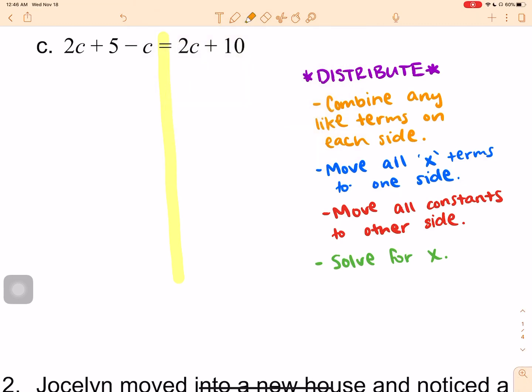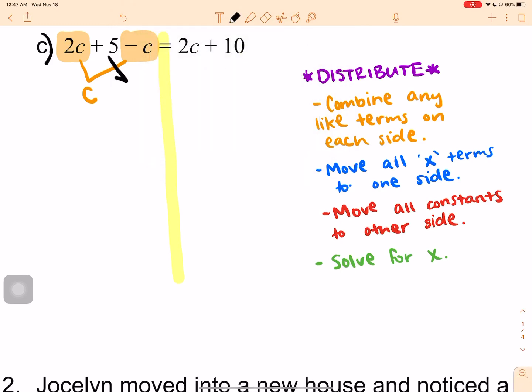So on the left-hand side, we have 2c and negative c. I just realized this was probably a bad problem to label as C and then use the variable C. This is just part C of the problem, so just ignore that C out there on the left. Okay, so 2C minus C is 2C minus 1C, so I have 1C left. Or you could just write C.